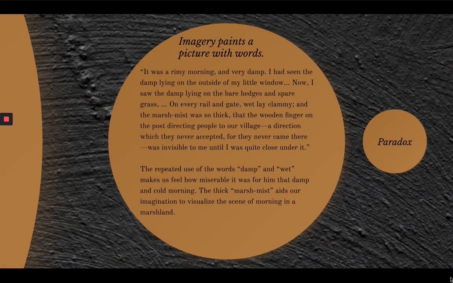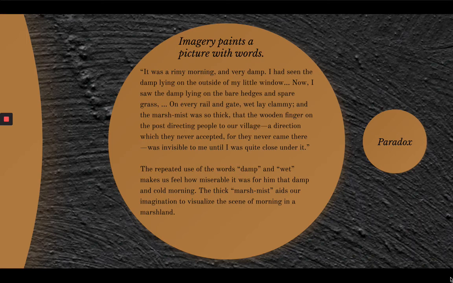Imagery. Imagery paints a picture with words. The quote says, "It was a rimy morning and very damp. I had seen the damp lying on the outside of my little window. Now I saw the damp lying on the bare hedges and spare grass. On every rail the gate wet lay clammy, and the marsh mist was so thick that the wooden finger on the post directing people to our village, a direction which they never accepted, for they never came here, was invisible to me until I was quite close under it."